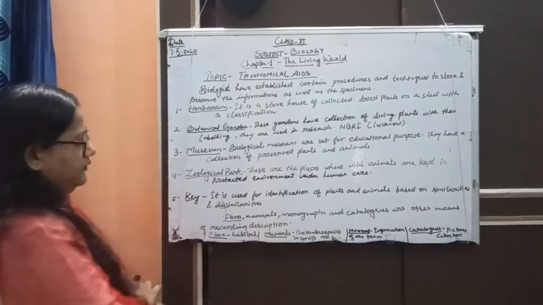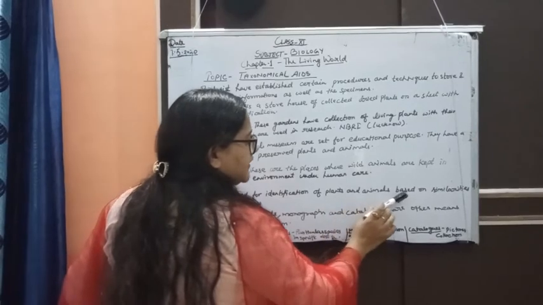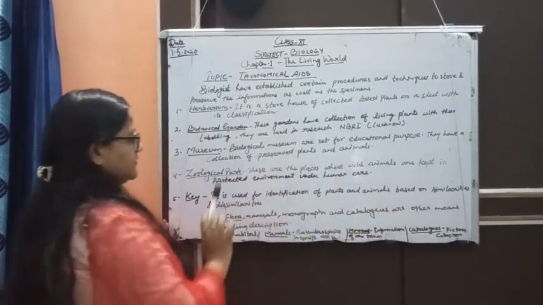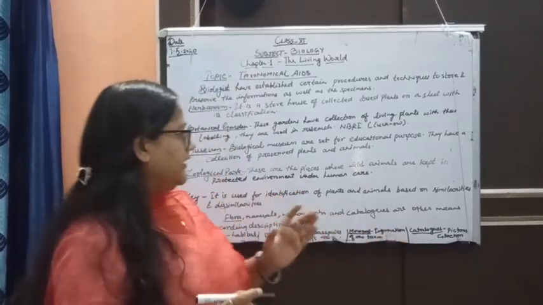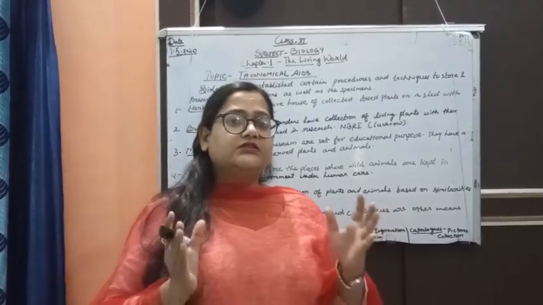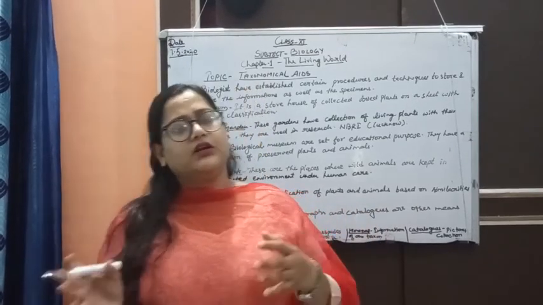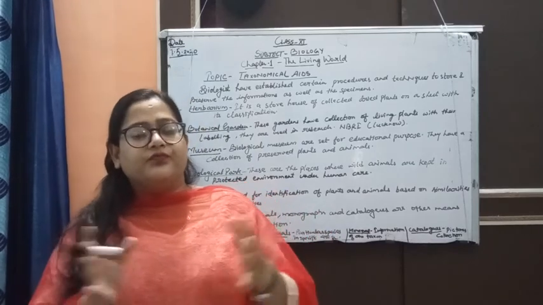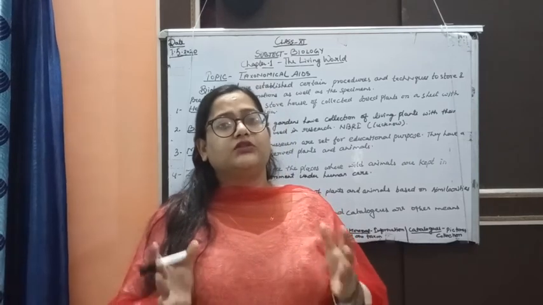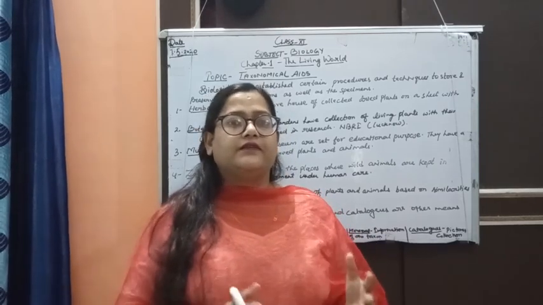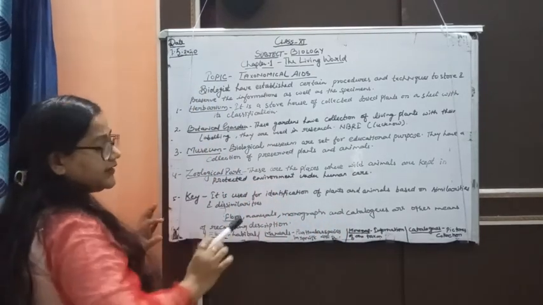Next is the key. A key is used for identification of plants and animals based on similarities and dissimilarities. Keys are a special kind of aid in which we generally see only the characters. Whether we see it manually or in a catalog, we just see whether the characters are similar or dissimilar. On the basis of the characters we identify the organisms. That is the key.